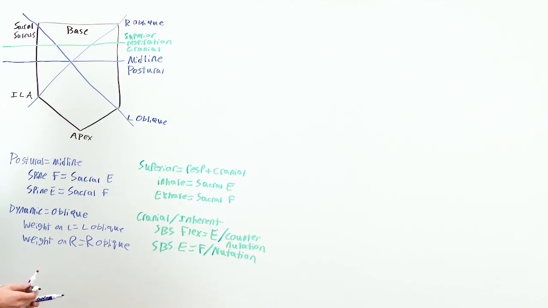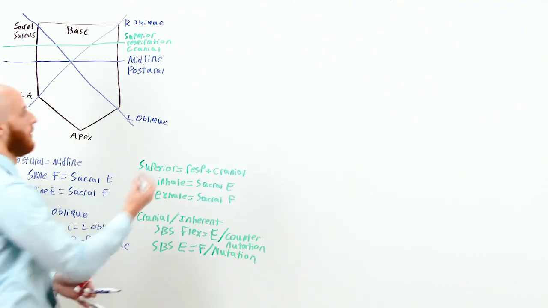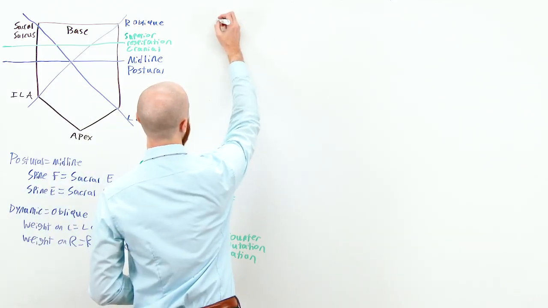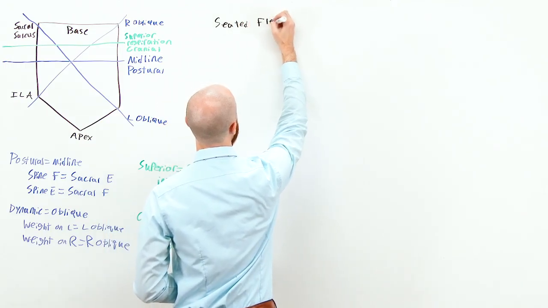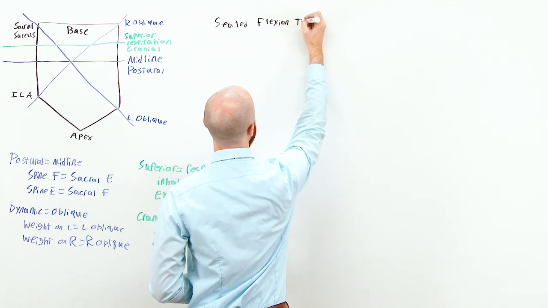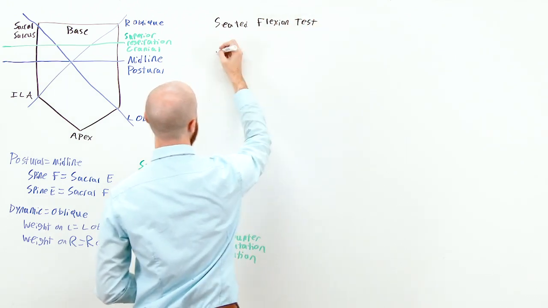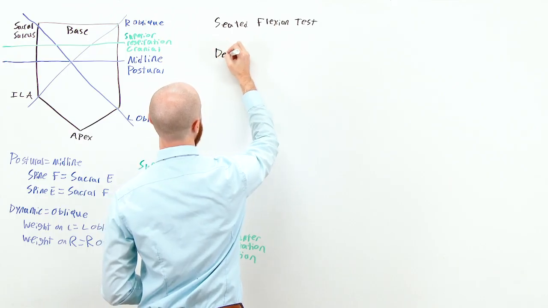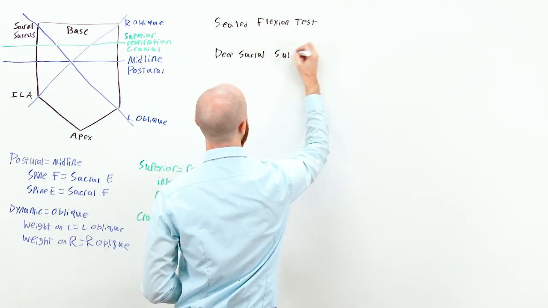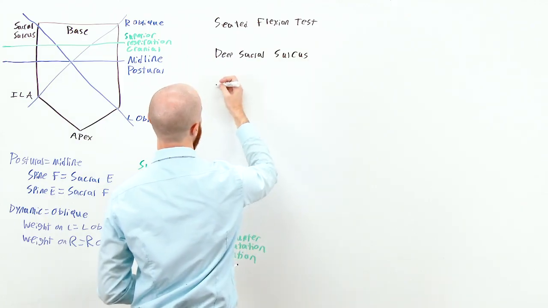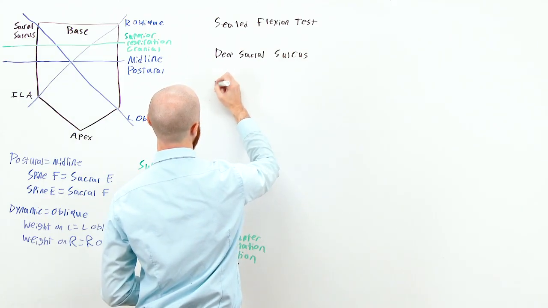So now that we understand how the sacrum moves, we're now going to go over how do you diagnose the sacrum. So you need three things in order to diagnose the sacrum. You need to know the seated flexion test, you need to know which side has a deep sacral sulcus, and you need to know which side is the posterior inferior ILA.